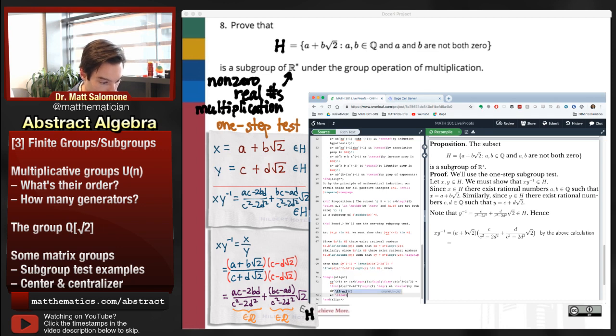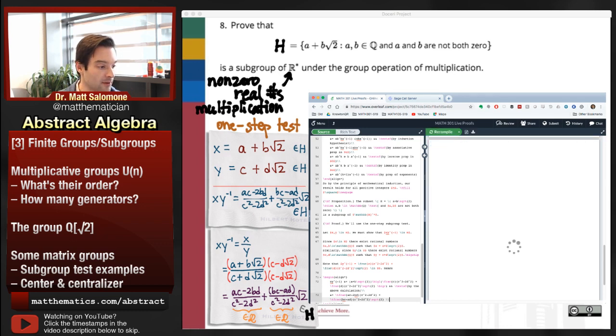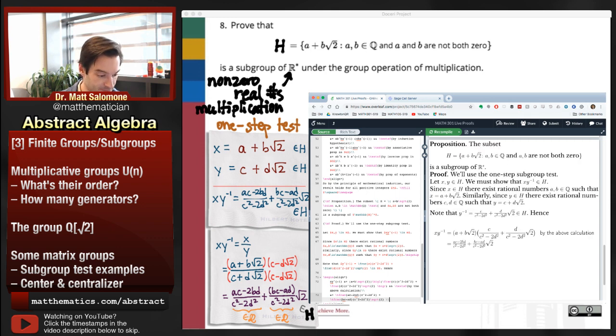I want AC minus 2BD over C squared minus 2D squared plus BC minus AD over C squared minus 2D squared, radical 2. That's the line from the very bottom of my napkin. And then I just need to underscore to the reader why it is that we know that this belongs to H.